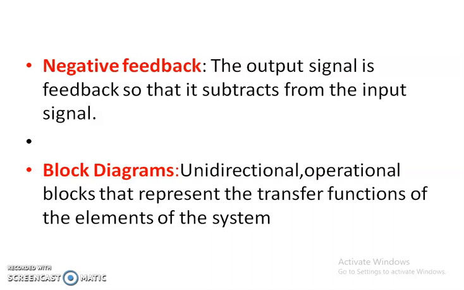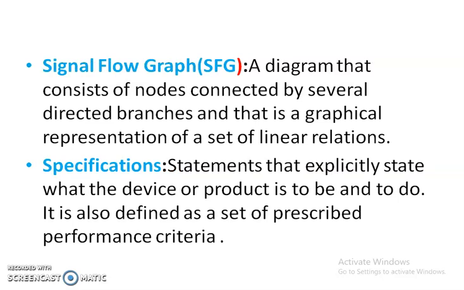Next one is block diagram. The unidirectional operational blocks that represent the transfer function of the elements of the system are known as a block diagram. Next, also study SFG, that is signal flow graph. A diagram that consists of nodes connected by several directed branches, and that is a graphical representation of a set of linear relations. Next, specifications.